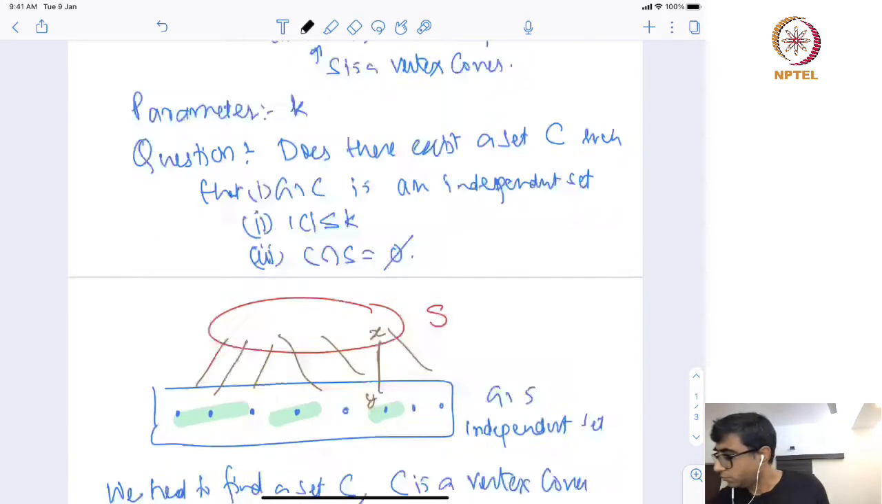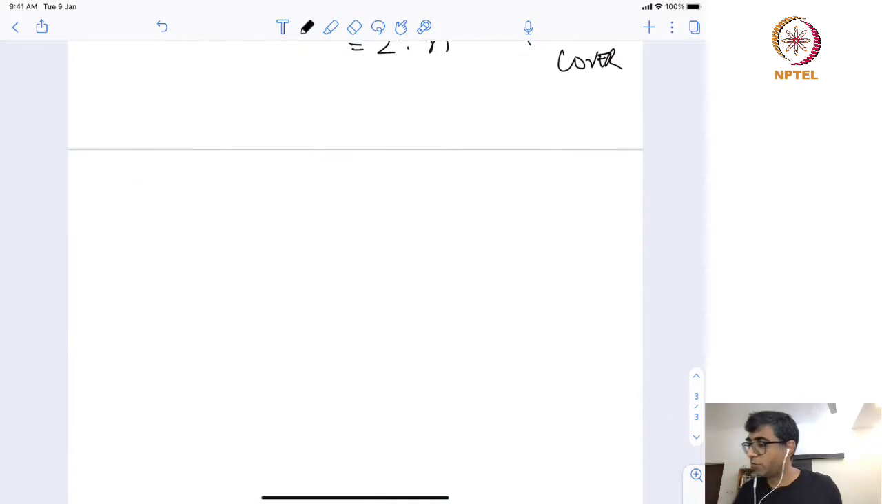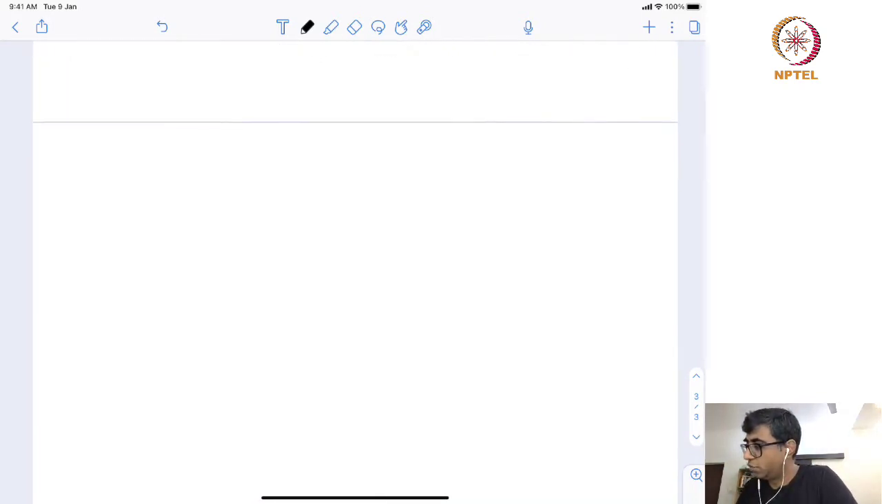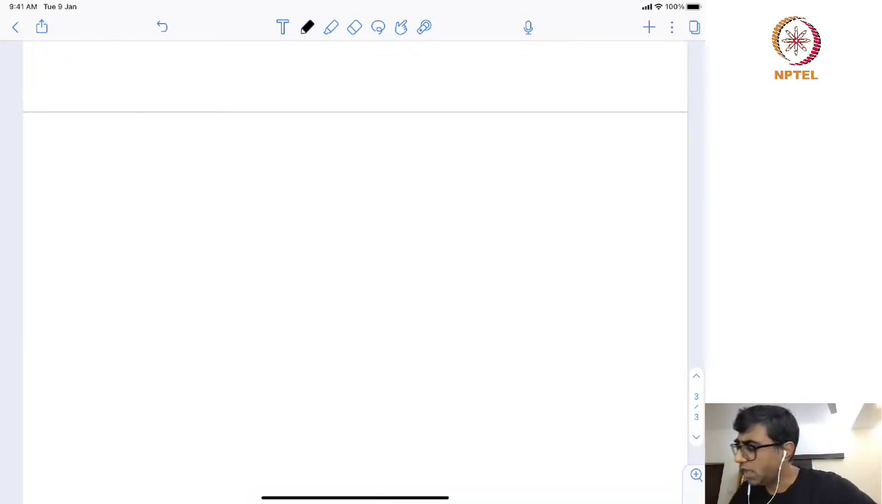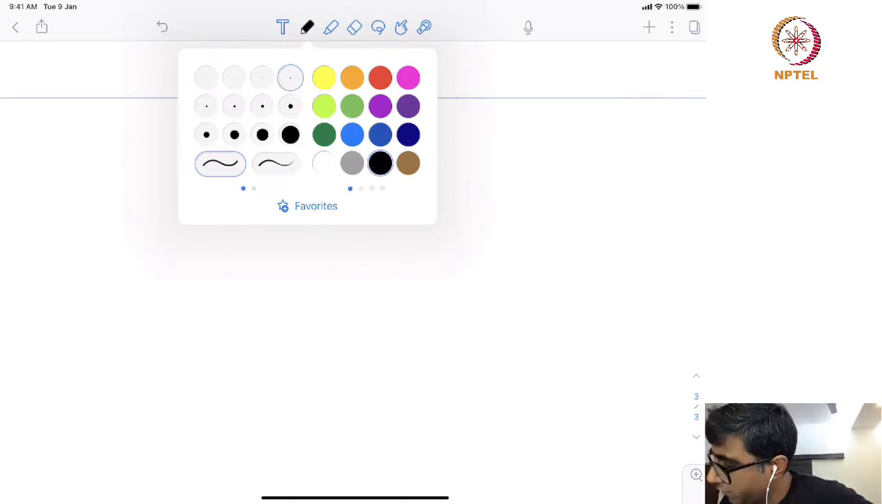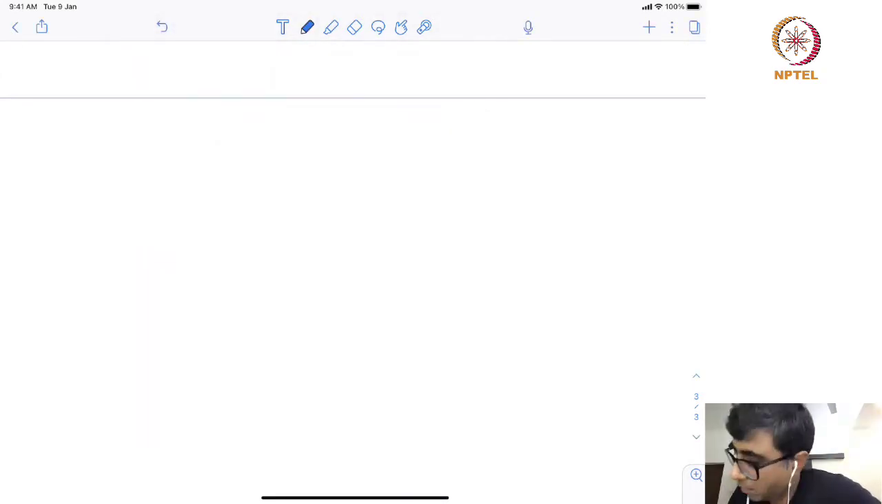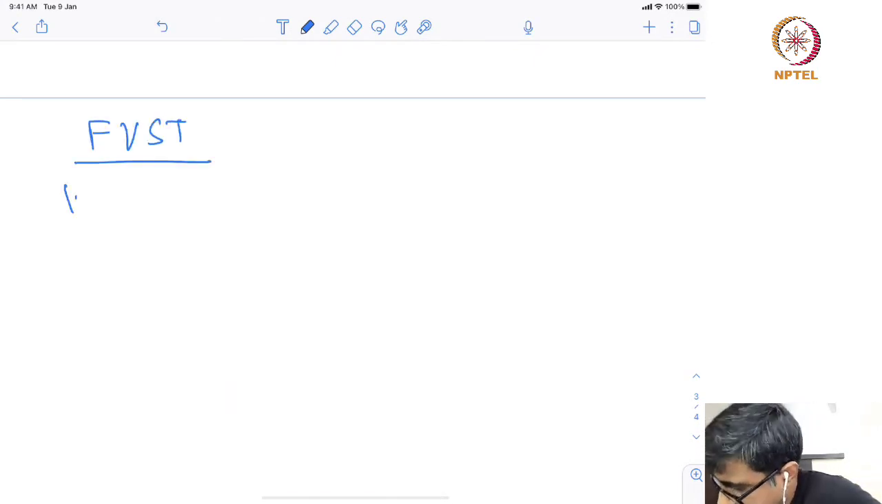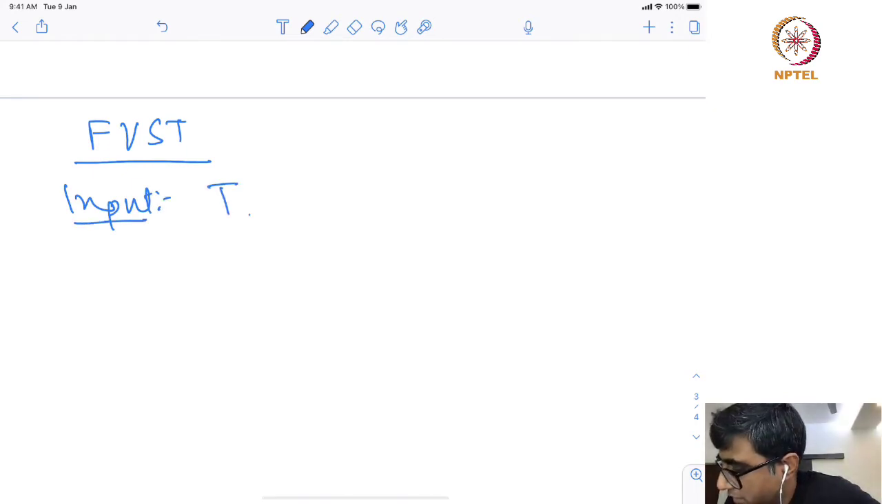Okay. So, the second problem that we are going to consider is slightly more non-trivial, and this is called feedback vertex set in tournaments. I will define each of these terms. So, what is the input? Input is a tournament and an integer k.